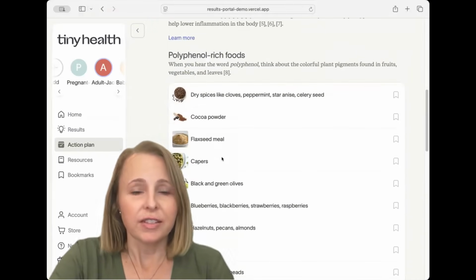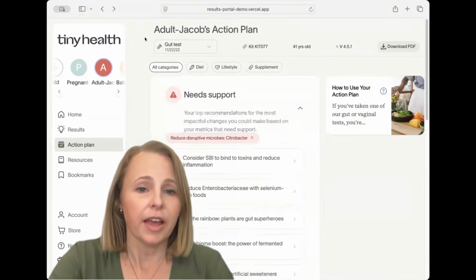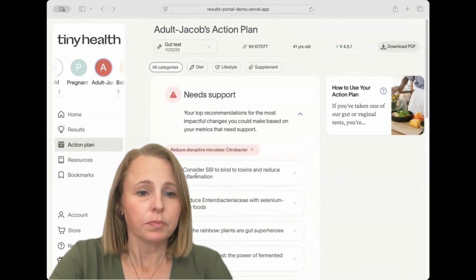When you're looking through the food list, it's important to remember to pick diversity on the list. We don't want to just eat one of these foods. We want to try to get a large diversity.